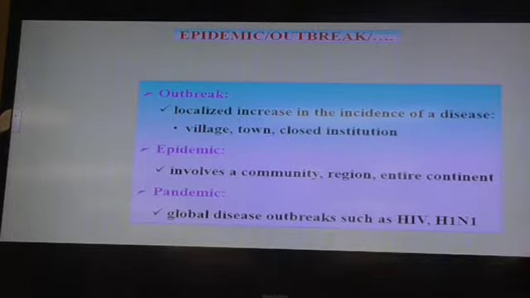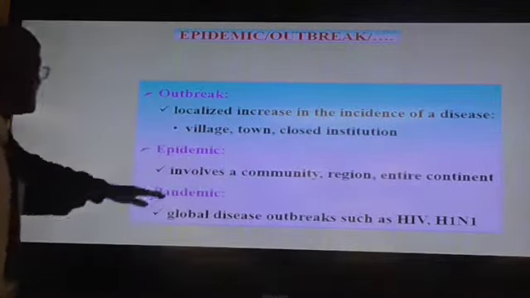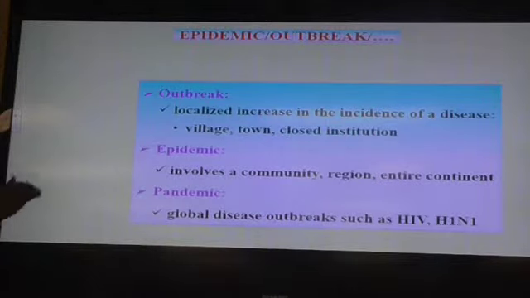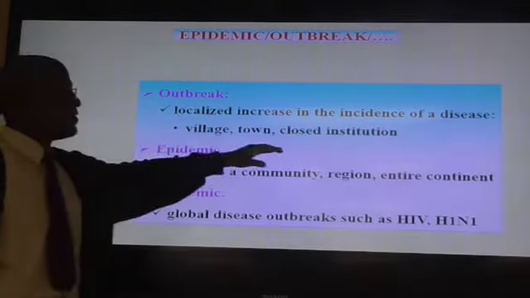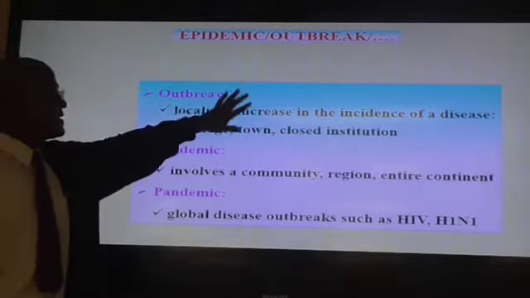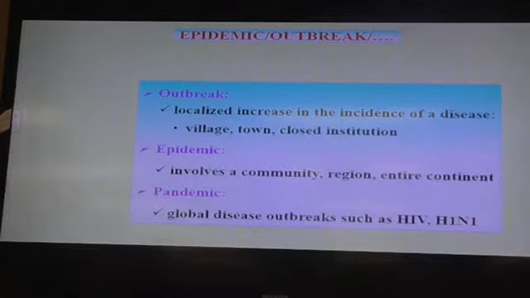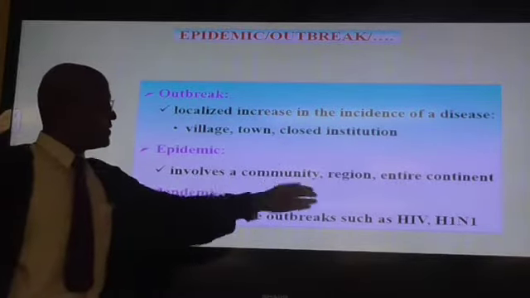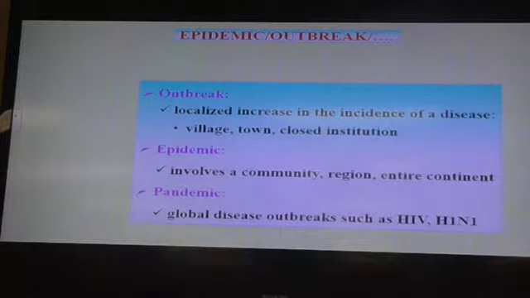We also talked about how these three terms are similar or different. We call it an outbreak when the disease is very much localized in nature, like a village, a town, or for example a cafeteria in a given institution. It's a very localized increase in the incidence of disease. Epidemic, again, everything is similar to this, but it covers a wider area. So we look at a community, a region, or an entire continent, for example. In that case, we call it an epidemic.